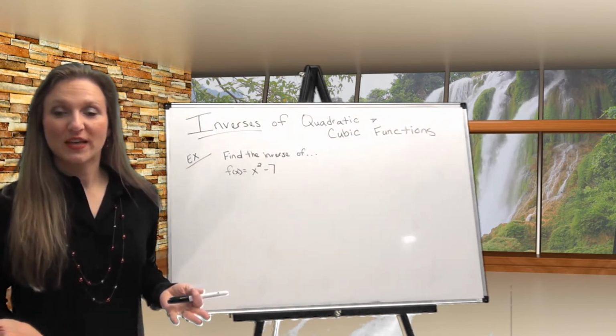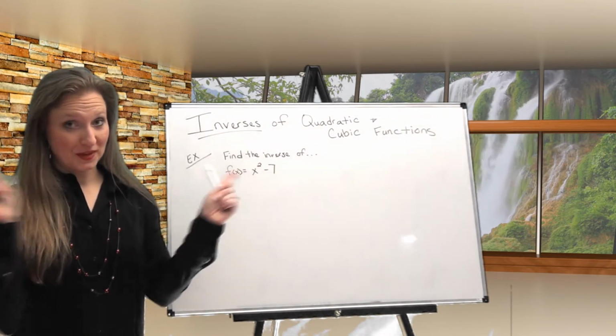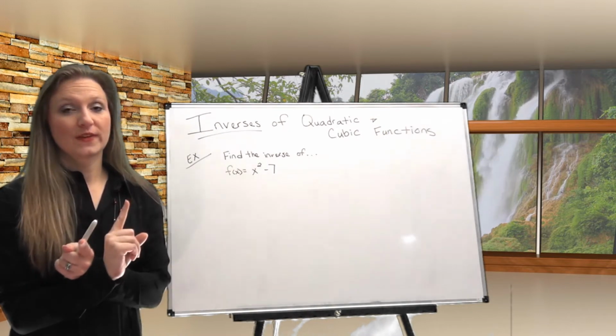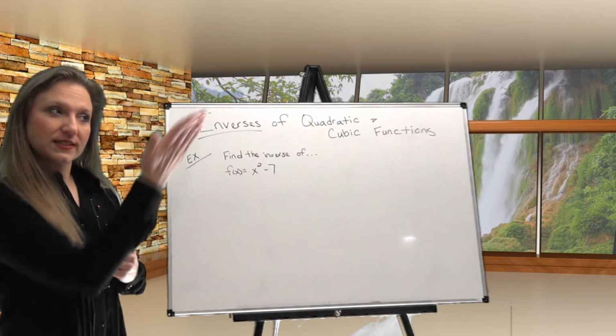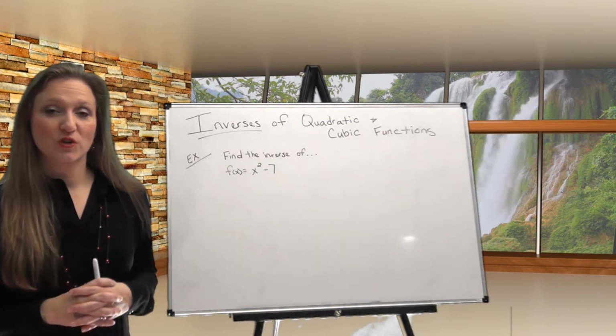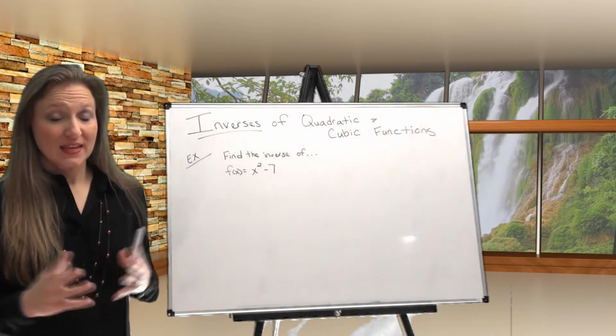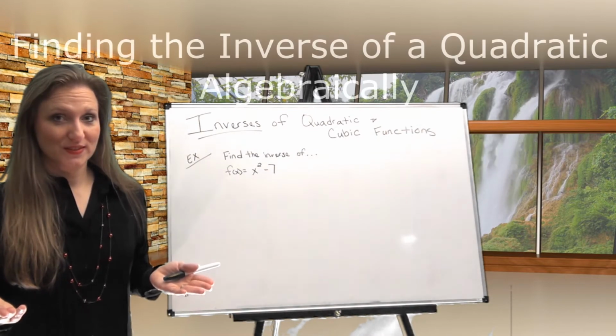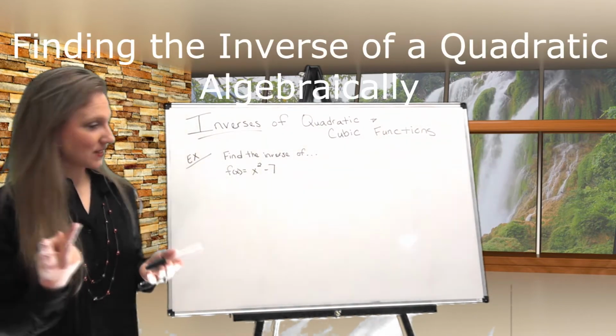So far we have learned how to find the inverse from a table by switching x and y. We found it from a graph by reflecting across the line y equals x. And the third way to find an inverse is algebraically. Now, finding it algebraically, you start with the same step. You're going to flip the x and y.